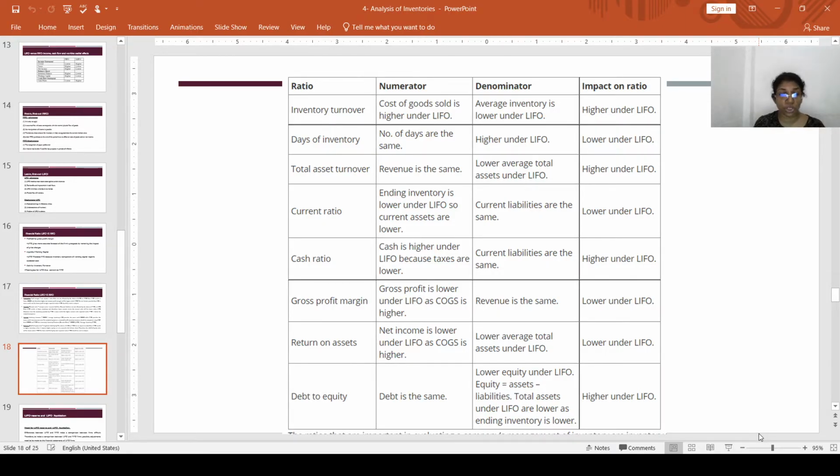What about the cash ratio? Here, the cash is divided by the current liabilities. Since the cash amount is lower under the LIFO method and the current liabilities remain the same, we can see a higher ratio under the LIFO method. Then gross margin will be lower under the LIFO method and return on assets is also lower under the LIFO method. The debt equity ratio is higher under the LIFO method as well.